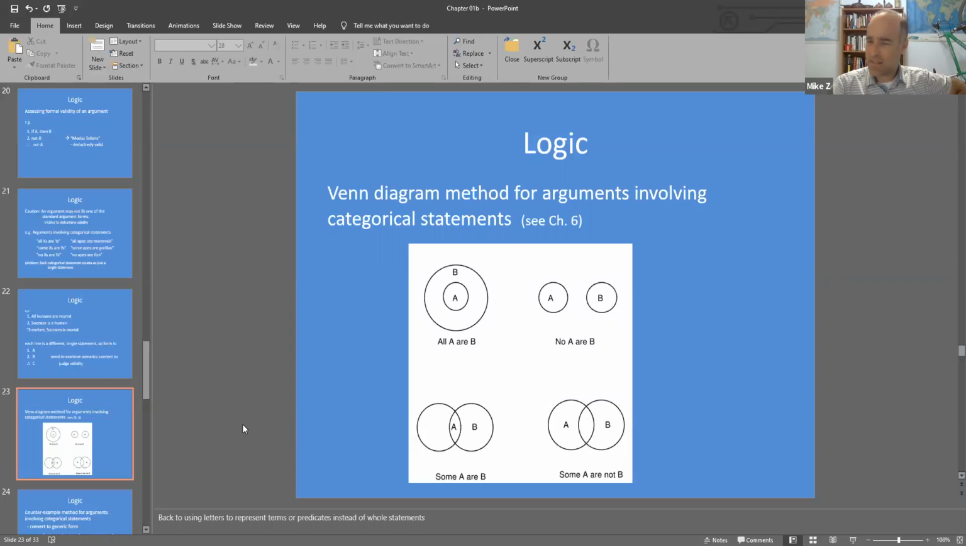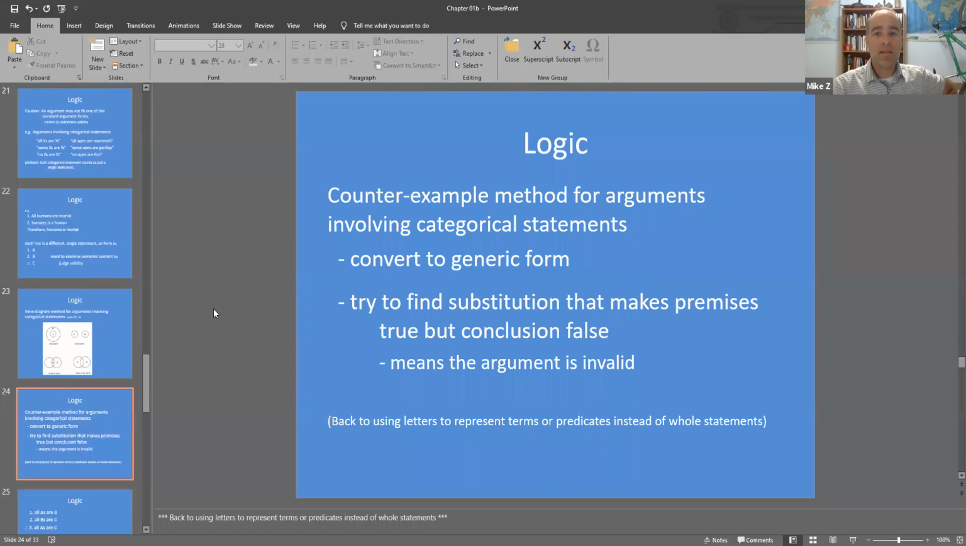And so, like I said, in chapter 6 we'll see how we can use Venn diagramming this way to show us whether a whole argument involving categorical statements turns out to be deductively valid or invalid. But we'll hold off on that for chapter 6. That'll be a nice little surprise for us when we get there. But for now, let's look at this other method for determining deductive validity or invalidity of arguments involving these categorical statements.